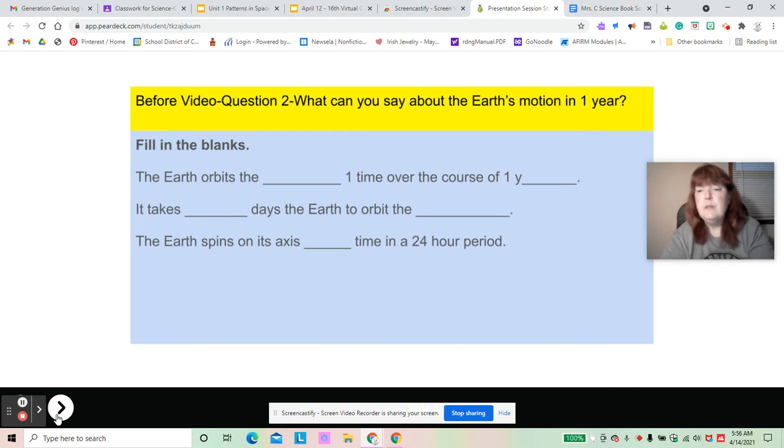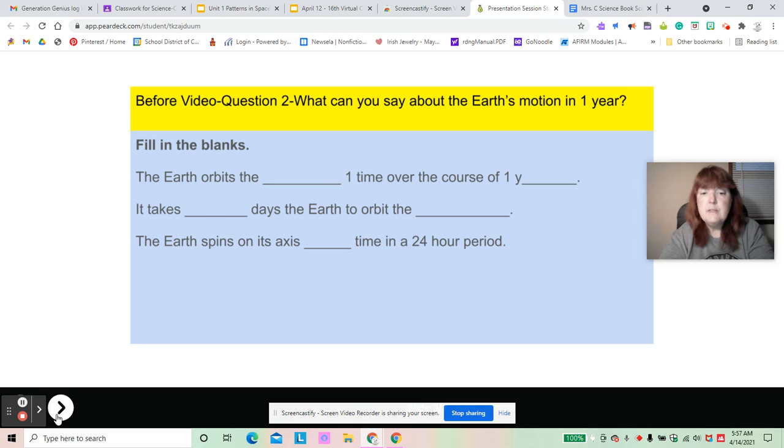Okay, welcome back. This was another one of those slides that didn't work. So Mrs. Cullen has figured it out, and Pear Deck will keep getting better and better. So let me go through what should have been in the blanks. The Earth orbits the sun, or revolves around the sun, one time over the course of 1 year. It takes 365 days for the Earth to orbit the sun. So it takes an entire year, 365 days, 0.2, to get all the way around the sun.